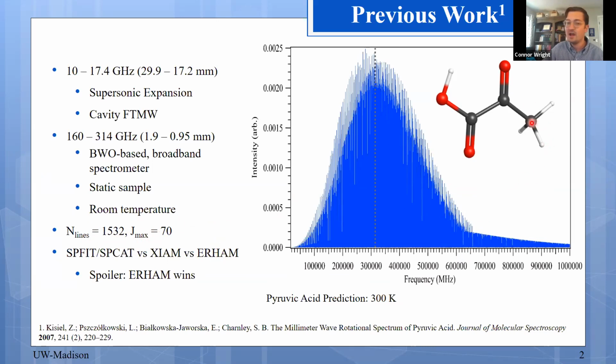And as I'm sure you can see over here, pyruvic acid does have this methyl group right here that undergoes internal rotation and causes splittings of all the rotational transitions into A and E states. And therefore, you can fit those A and E states separately in SPFit, SPCat, as was shown, but it is always better to fit it using Hamiltonians and programs that are designed to deal with this problem. And so they compared Xiam versus Airhem in fitting the pyruvic acid spectrum, and Airhem does the best in fitting to the experimental data.